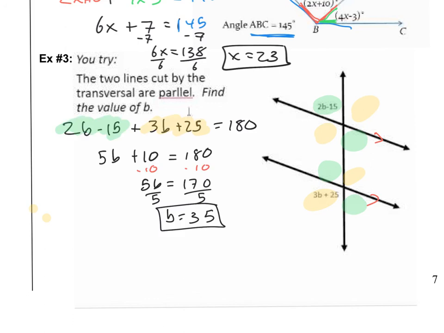Okay, so remember, supplementary means that they add up to 180. So you can simply write this equation: the green angle plus the yellow angle equals 180. Then just solve that equation. You end up with B equals 35. And that's all there is to it.